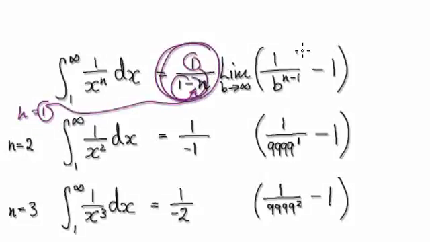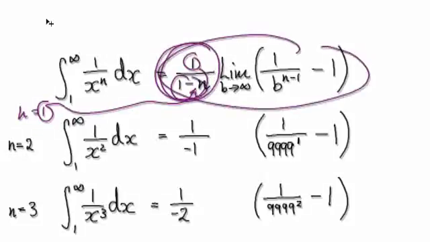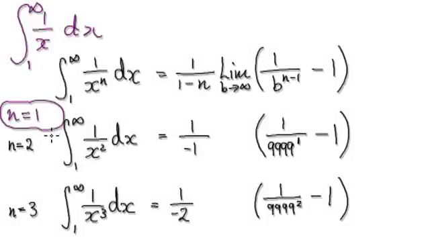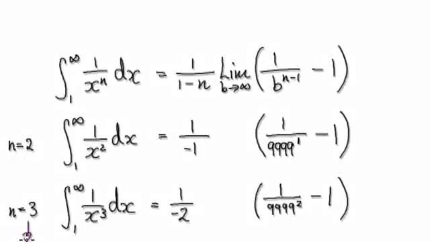So if this thing here breaks down, then the whole thing breaks down. But we've already seen the case of 1 over x. We've already seen this, and we've seen that it diverges. So really we've taken care of the case n equals 1. And then as you increase n, this thing here will get bigger and bigger and bigger, meaning it will converge.